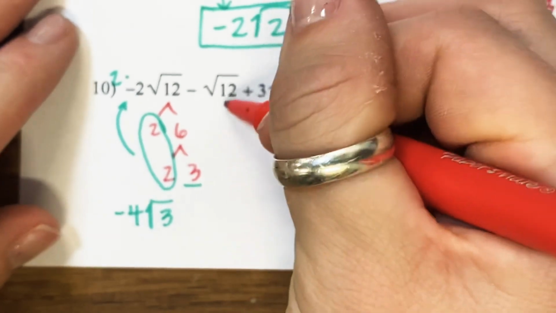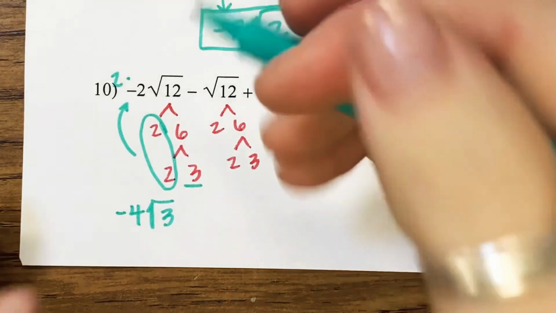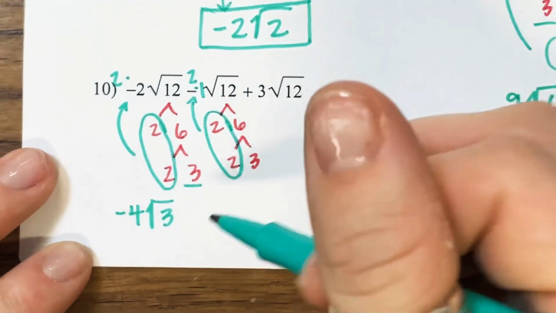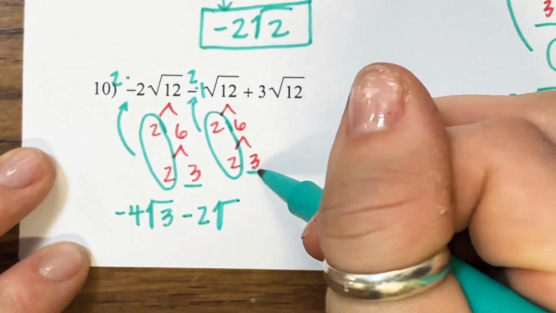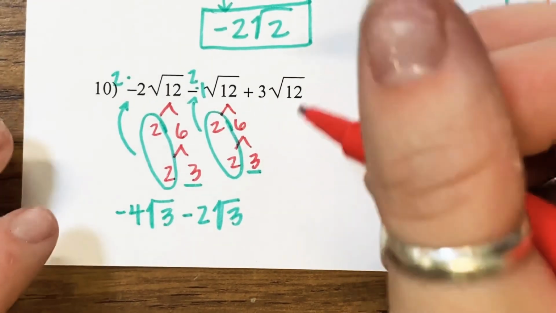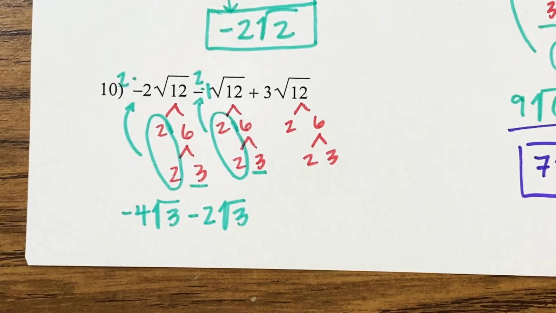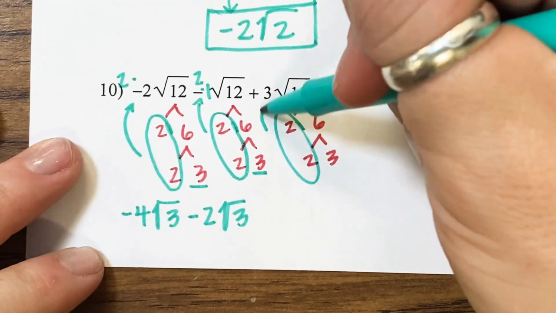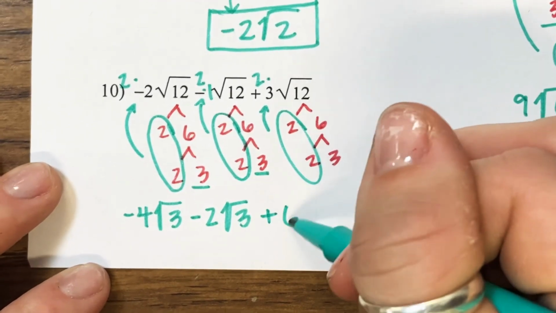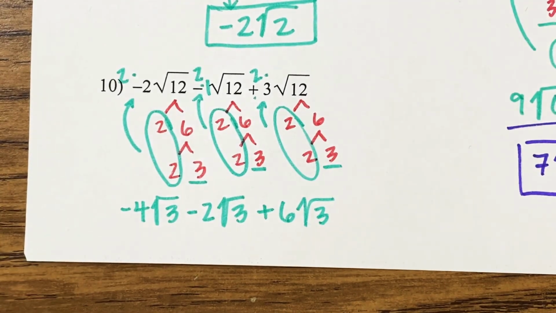The same thing's going to happen when we simplify this 12. 2 times 6, 2 times 3. Okay, so again, we get another group of 2 that comes out. It multiplies by the -1 now. So that's going to be -2√3. Okay, let's do it one more time with this 12. 2 times 6, 2 times 3. Okay, we get a group of 2. It multiplies by the 3. Okay, so this actually turns into a +6 since it's adding it. √3.